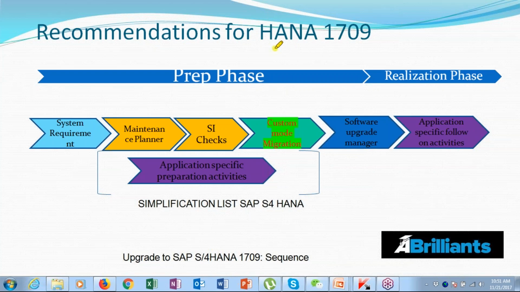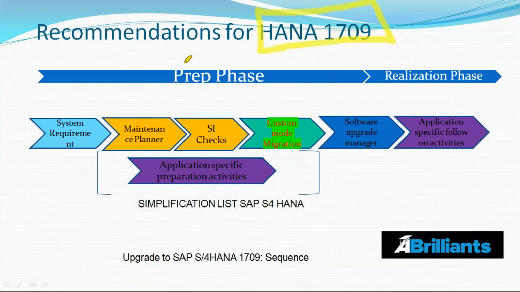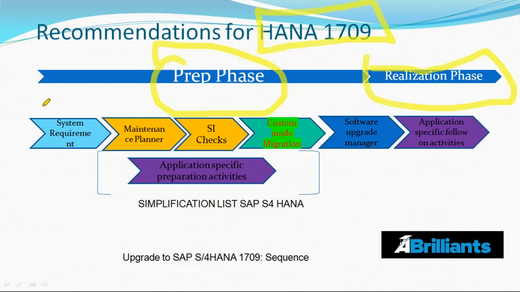For example, when we talk about 1709 and the upgrade, we need to talk about the preparation phase. We have to talk about the realization phase. Now, the preparation phase and the realization phase have different scope of execution. For example, before beginning any process or talking about upgrades, we have to look at our system requirements. Under system requirements, SAP has prescribed a particular system landscape on which HANA 1709 can operate.